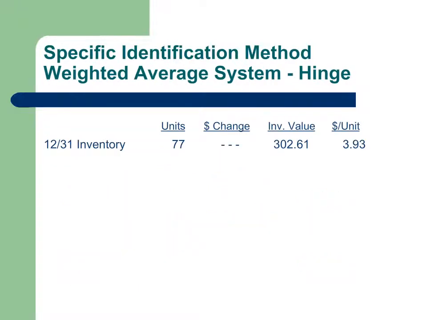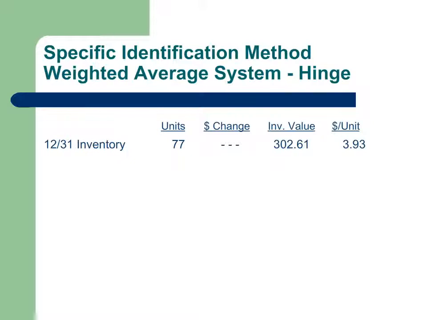Rather than using serial numbers, the computer tracks the inventory by item type using a weighted average cost. For instance, imagine that a hardware store is tracking the average cost of a specific type of hinge. The average cost of the hinge was $3.93 per hinge, based on an inventory value of $302.61 with 77 hinges in inventory.